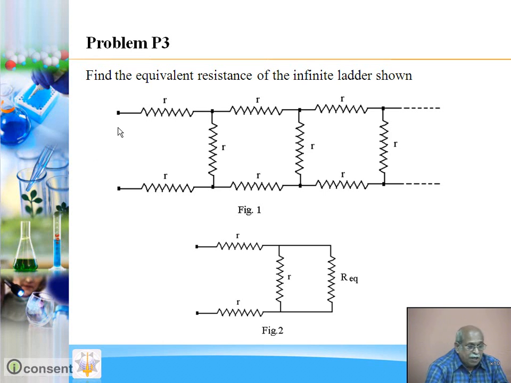In this figure, you are given an infinite ladder. Infinite ladder. So it contains infinite number of resistances each equal to R, arranged in this way. We have to find equivalent resistance of this infinite ladder.